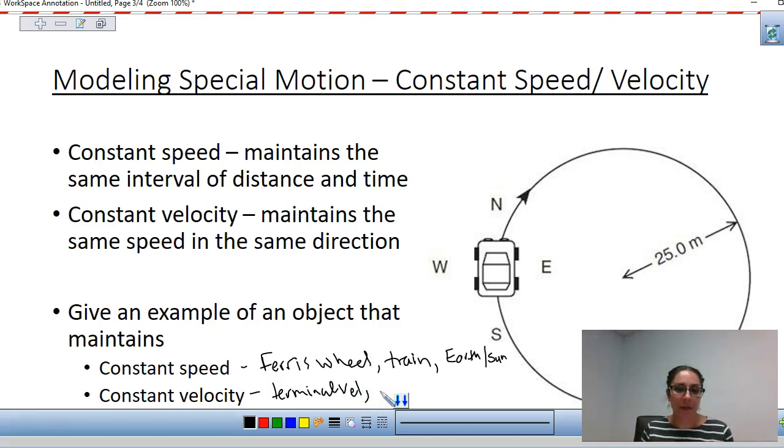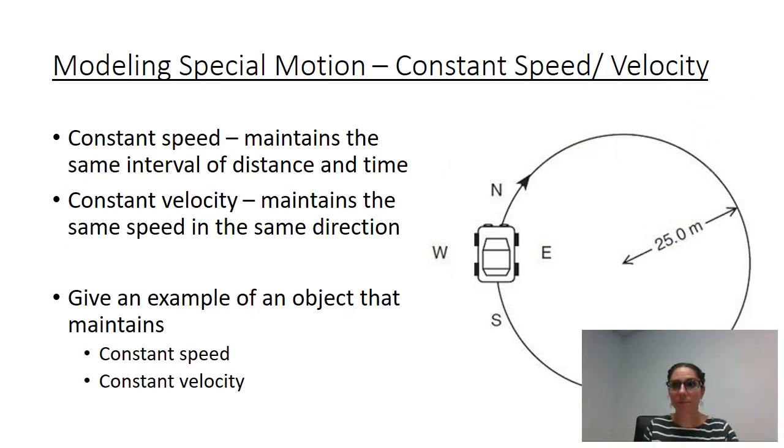Another thing is maybe an airplane. If this is the Earth here, and I'm going from Connecticut to, I don't know, California. This is a beautiful drawing of the Earth, I know. That would be a constant velocity, going 200 miles per hour during most of the trip. Obviously, the start and stop of the trip are different, but during the leg of the trip, it can maintain constant velocity. So those are just some examples of the two.